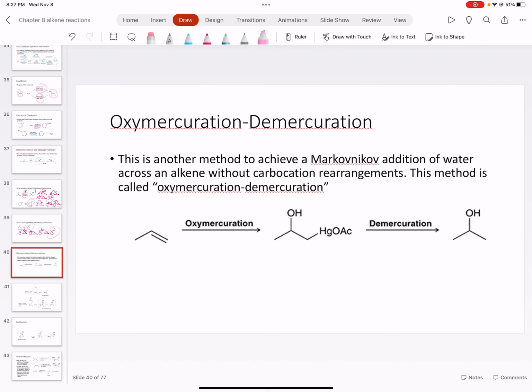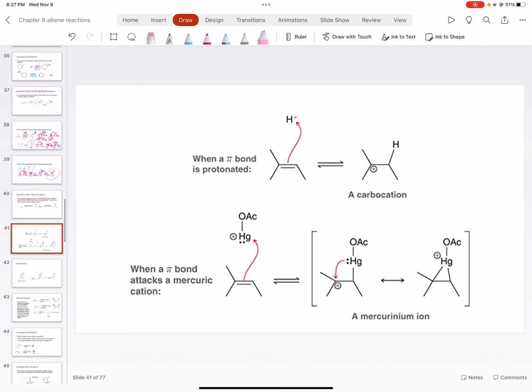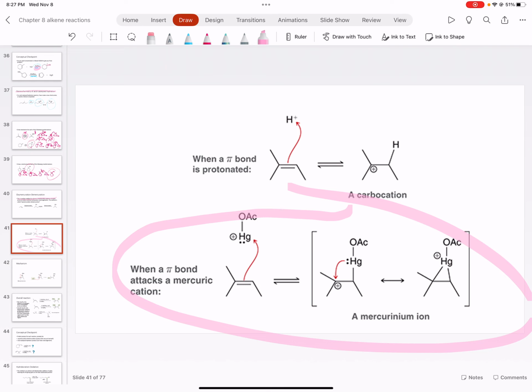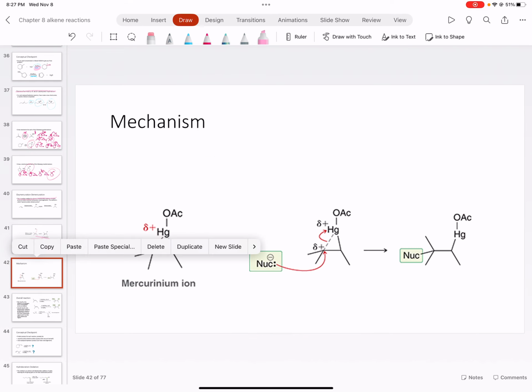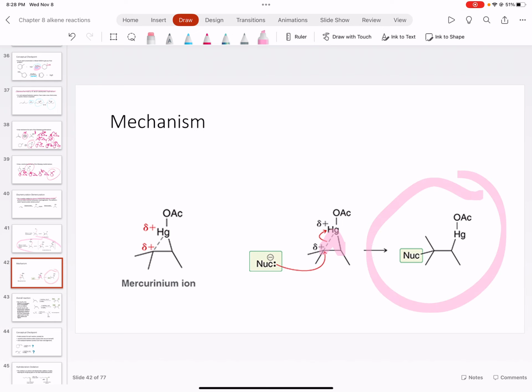So next reaction. This is another method to achieve a Markovnikov addition of water across an alkene without carbocation rearrangements. This method is called oxymercuration demercuration. So I did put out the mechanism, but you're not expected to know how to draw this big thing, so don't get overwhelmed. This is the whole mechanism of how it works. It's kind of like they're together, and it kind of pops open, giving rise to this.